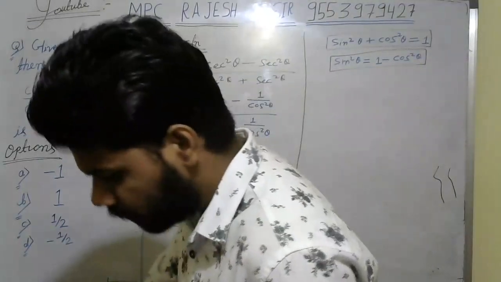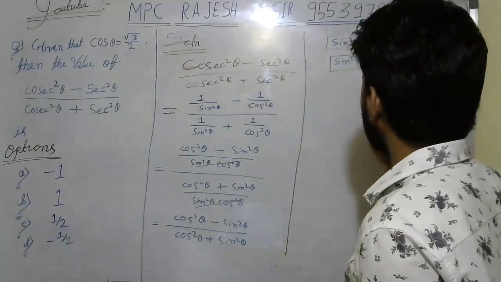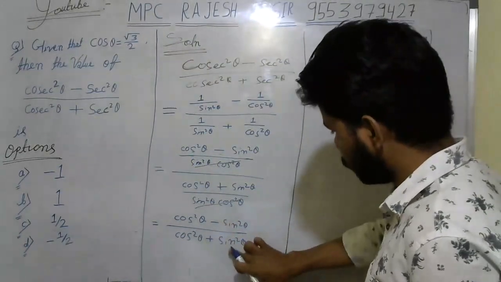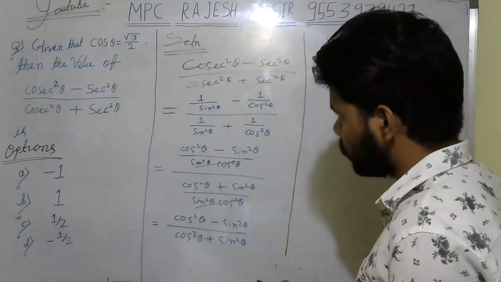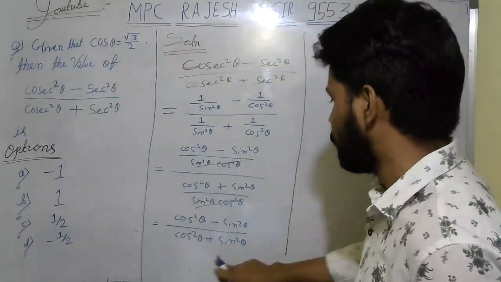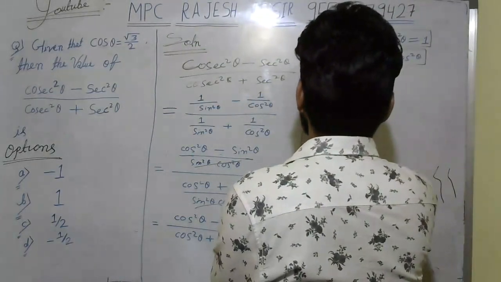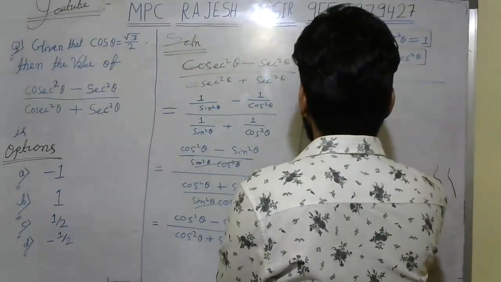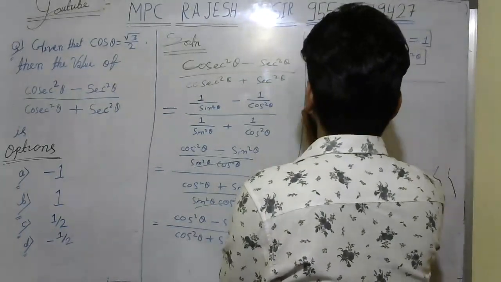Now what will we do? Sin square theta plus cos square theta is equal to 1. So take this question: sin square theta and cos square theta, both are the same, like 1 plus 1 or 1 plus 2 or 2 plus 1, both have the same meaning. So here the denominator becomes 1. So what is your remaining term? This is just a formula we have, no matter. So right here, cos square theta minus sin square theta. This is the term.